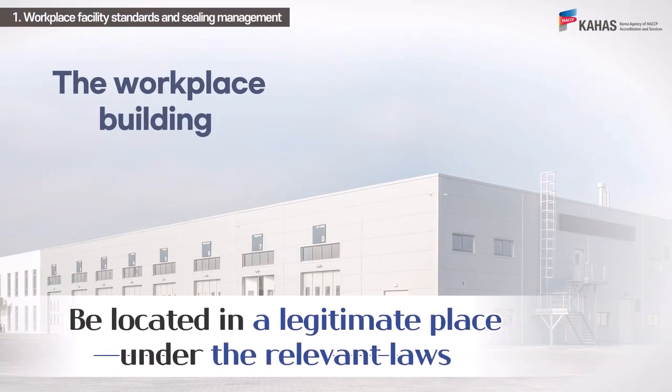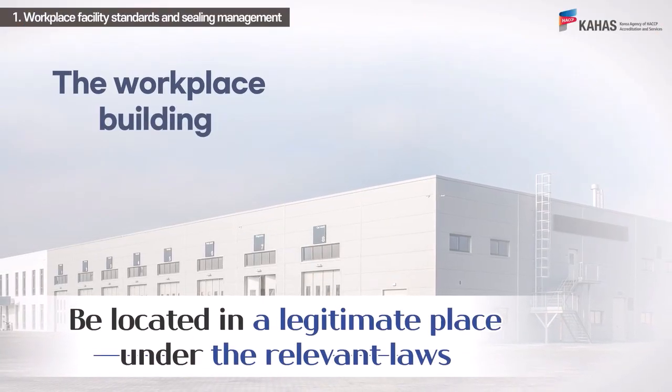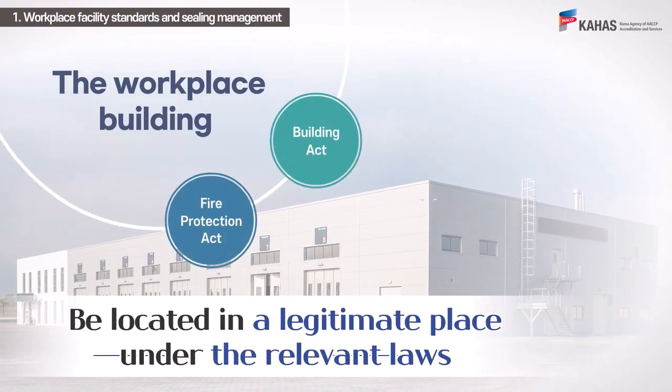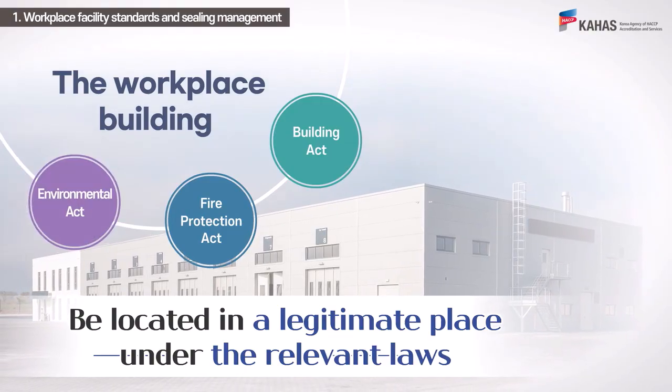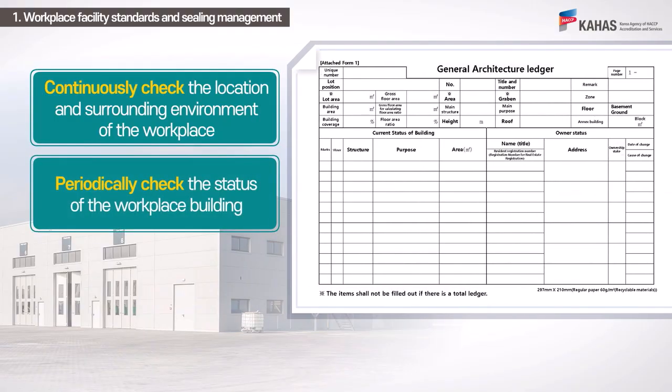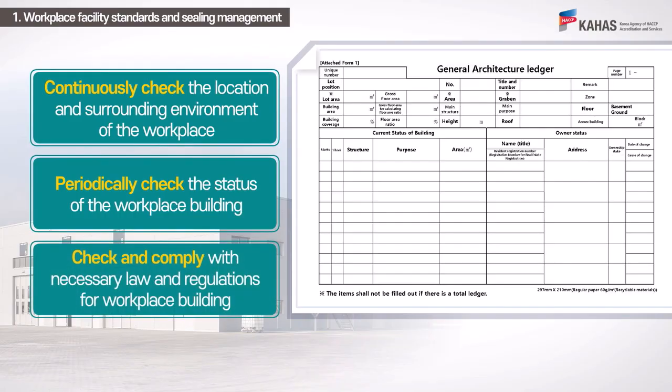The workplace building must be located in a legitimate place under the relevant laws as it is affected by the Building Act, Fire Protection Act, and Environmental Act. Therefore, it is necessary to continuously check the location and surrounding environment of the workplace and to periodically check the status of the workplace building. In addition, we need to check what laws and regulations are required for the management of the workplace building, such as reporting the installation of temporary architecture and whether our workplace is well followed.